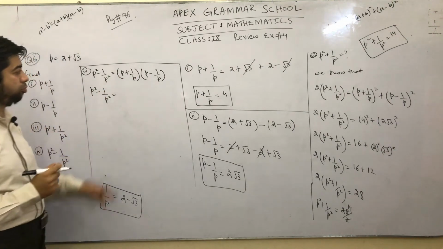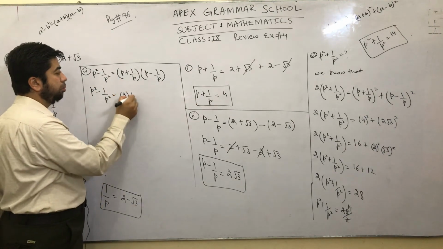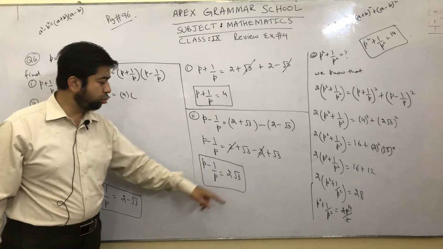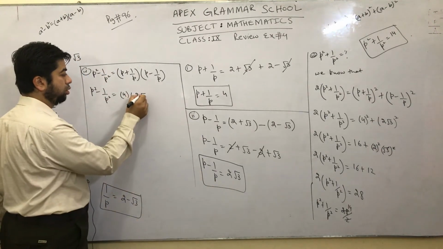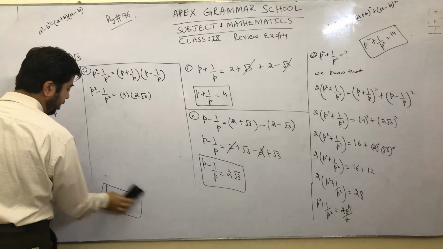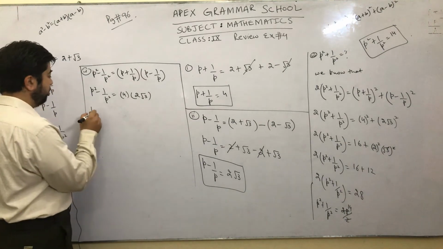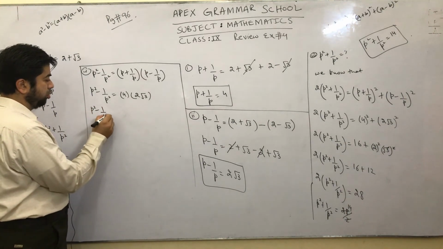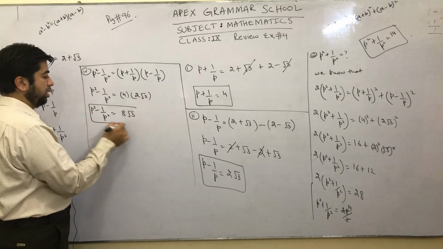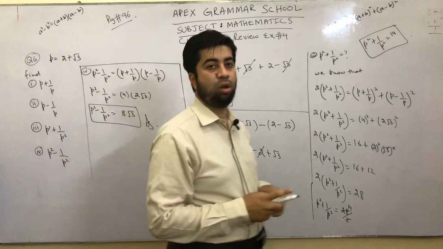So now put the values of p plus 1 over p value, that is 4, and p minus 1 over p value, that is 2 square root 3. And now you can multiply both the values to get the answer. So p square minus 1 over p square, that is 4 times 2 square root 3, that is 8 square root 3. And that's it. This is the answer. You can see how simple it is.